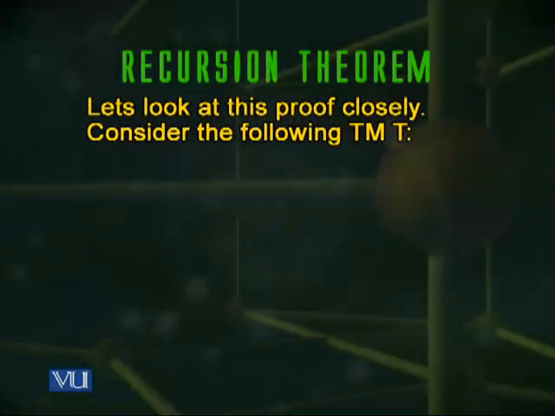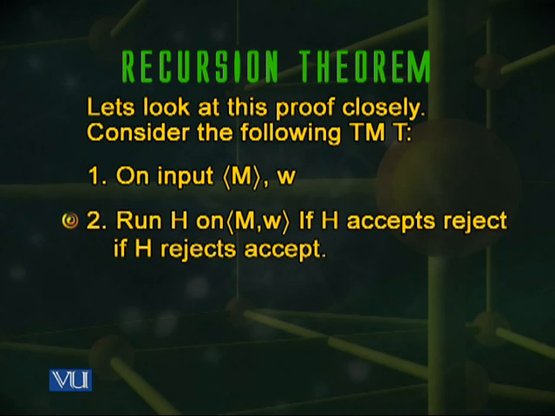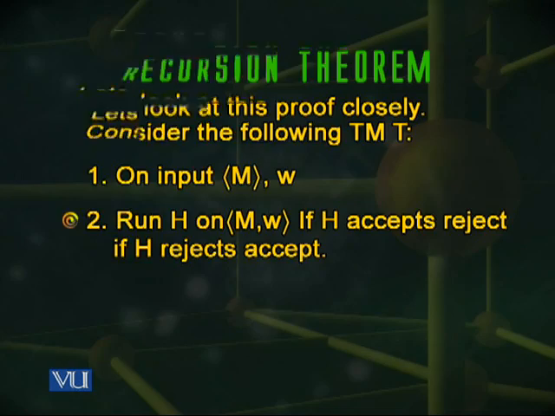Actually, what we do is we first look at this Turing machine T, which is slightly different than B. T is a Turing machine that gets input ⟨M, w⟩. And what it does, it runs H on ⟨M, w⟩. If H accepts, it rejects. And if H rejects, then it accepts. So this Turing machine T is actually made by using H. So if H exists and is a decider, then this Turing machine T exists. Once we have this Turing machine T, we can apply the recursion theorem.